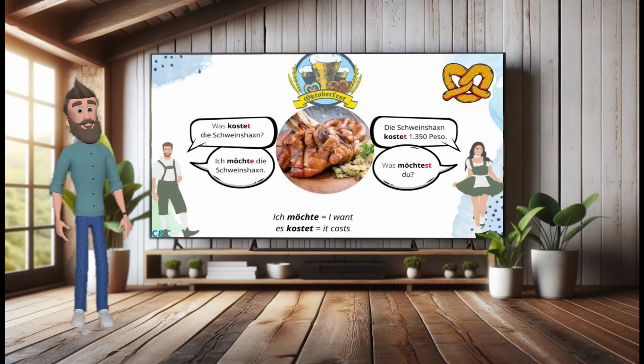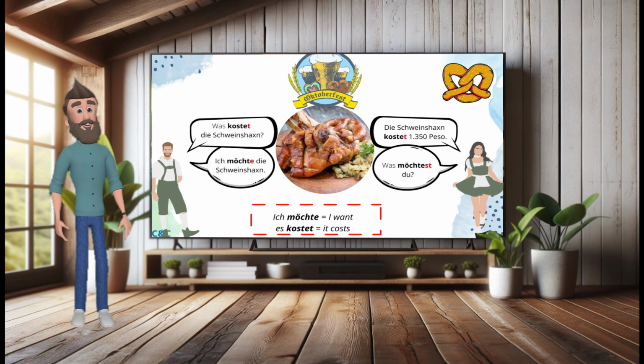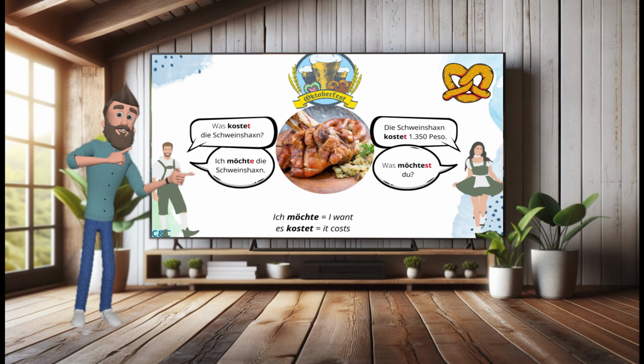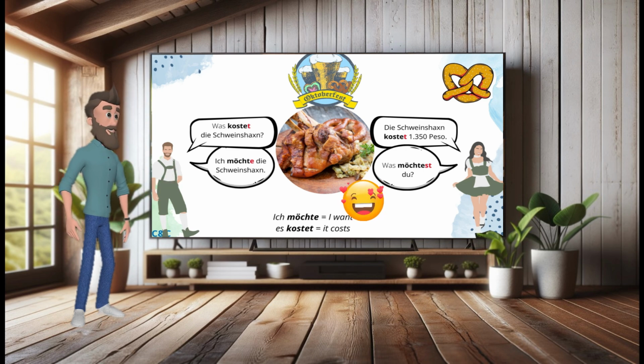To do that, we need two new verbs. If you want to say I want, you can say ich möchte, ich möchte. If you want to know how much something costs, you say es kostet, it costs. And in this picture, you see one of the most famous foods at the Oktoberfest, Schweinshaxen. That's like the German version of Lechon.